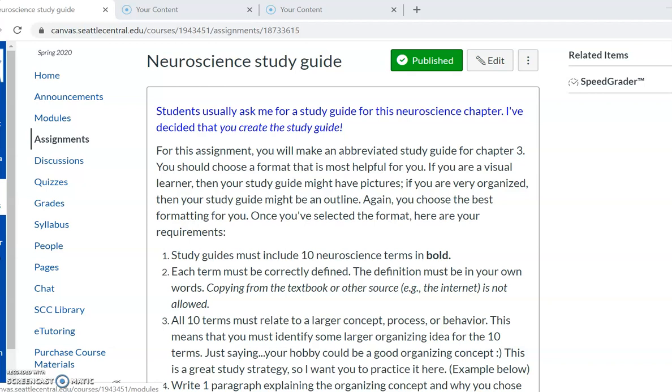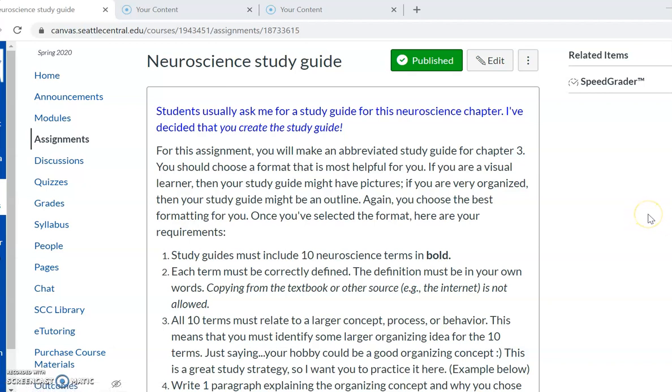I wanted to take a brief amount of time today to talk about your upcoming assignment, which is a neuroscience study guide. So often students ask me for a study guide, and instead of me providing it to you, I think it's a great time to give you the opportunity to organize your own studying and practice some really effective strategies for learning these technical words.